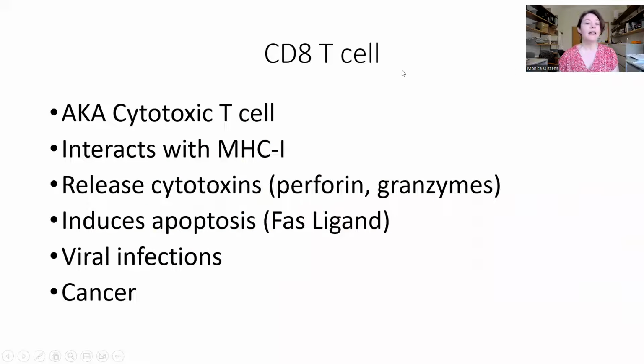CD8 T cells. These are called cytotoxic. They interact with MHC class 1. So that could be present on any cell. And the reason that's important is because cancer and viral infections can happen on any cell. So these cells, which have MHC class 1, they kind of stay put, and then they just hope that a CD8 T cell comes along. All right, so they release cytotoxins like perforin and granzyme.